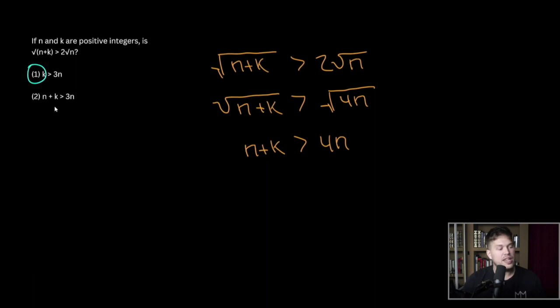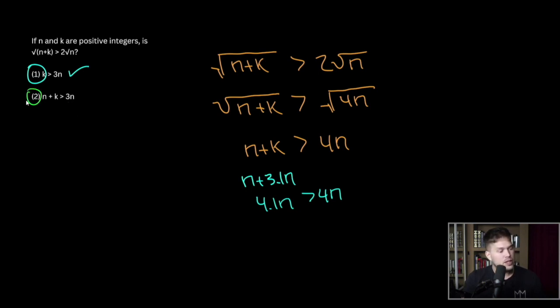Statement 1 says k is greater than 3n. Well, if k is greater than 3n, then yes, n plus even just 3.1n would be 4.1n, which is clearly greater than 4n. So if k is greater than 3n, then yes, statement 1 is sufficient to answer this question.